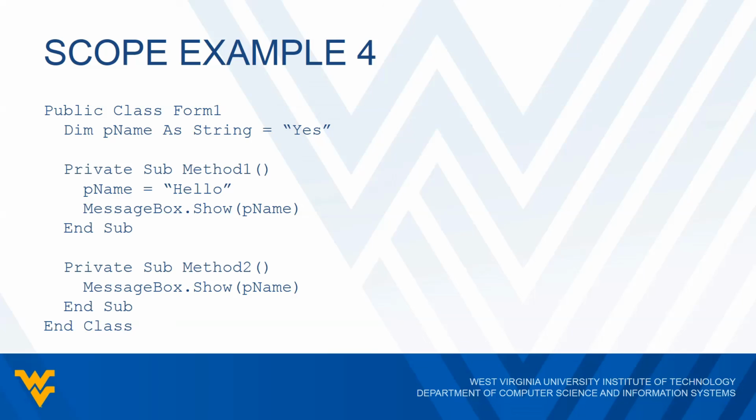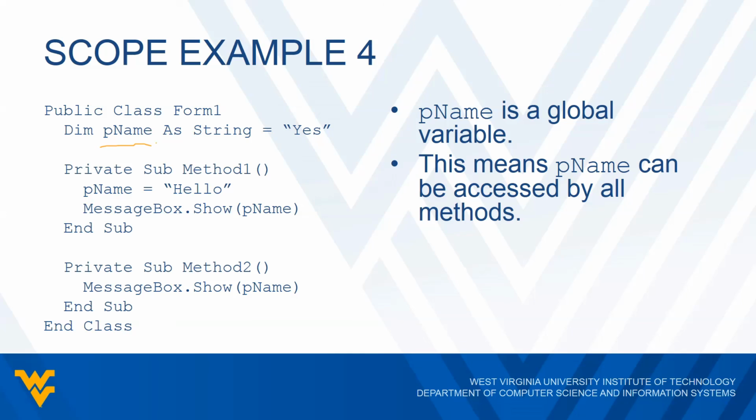So let's take a look at what's going on with pname. It's being declared right here, so that means it is a global variable. According to our scope rules, that means it can be accessed by all the methods. So we see that pname is being used here and here, no different than the examples we've seen so far. So this code should work.